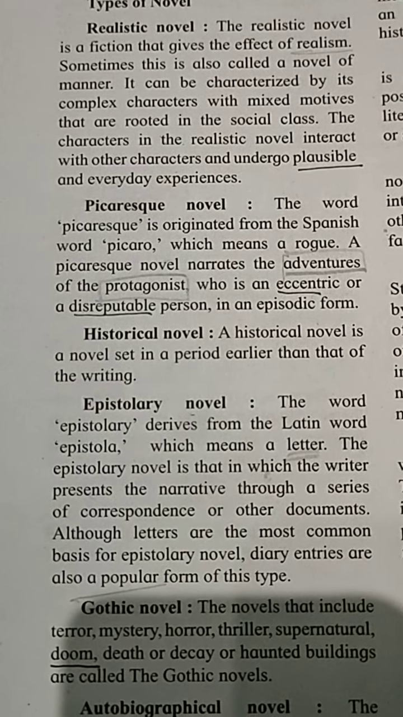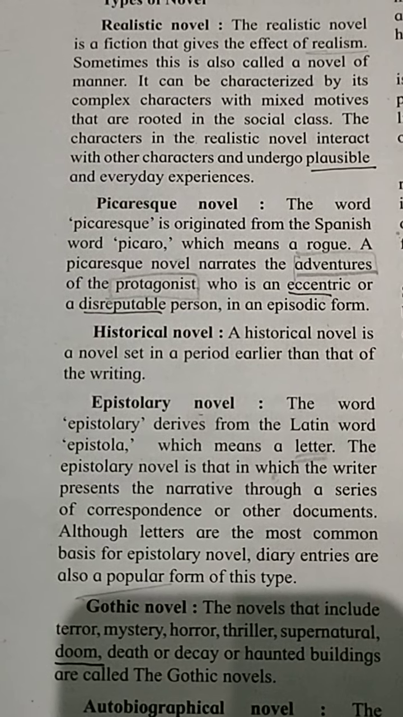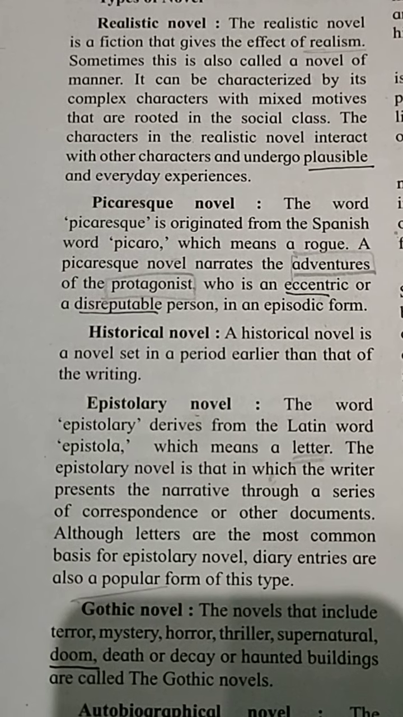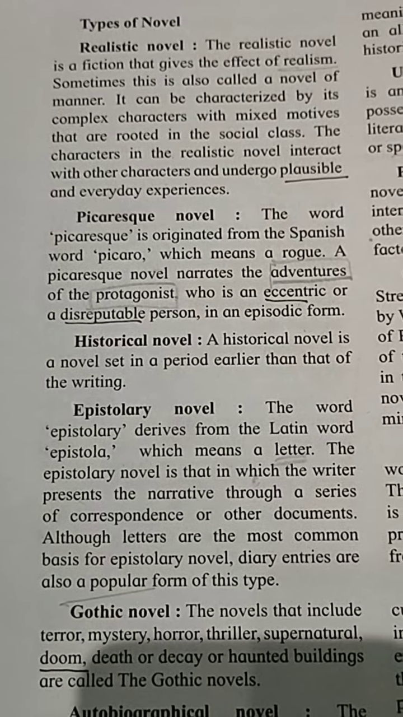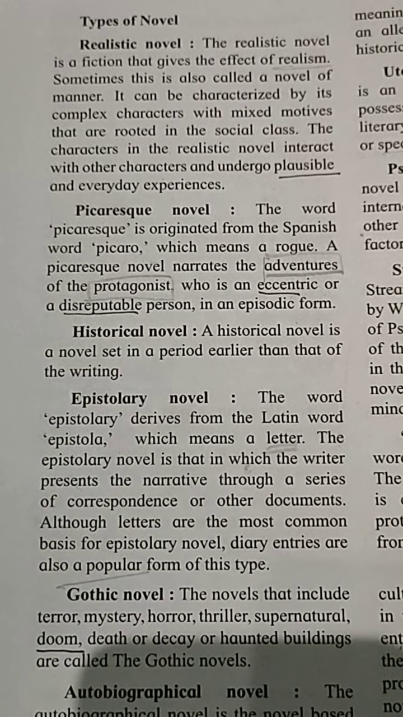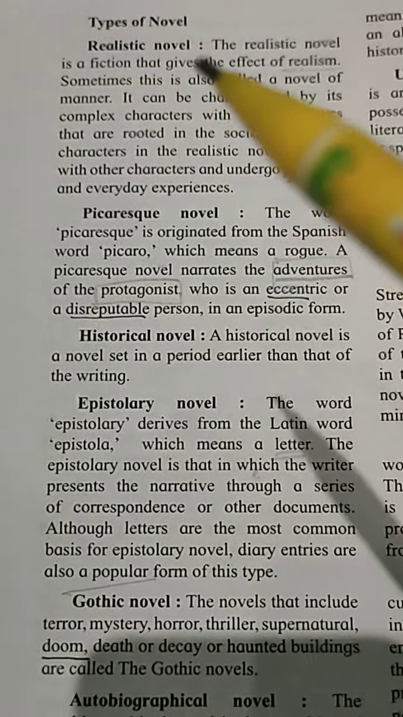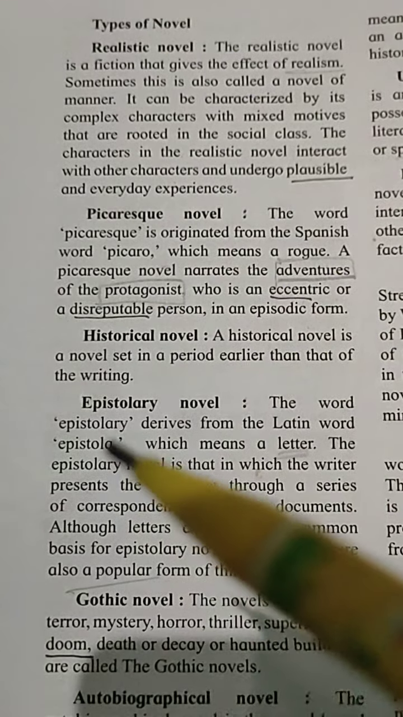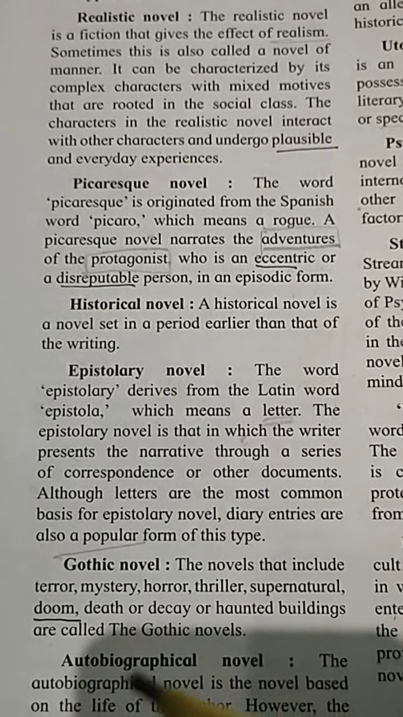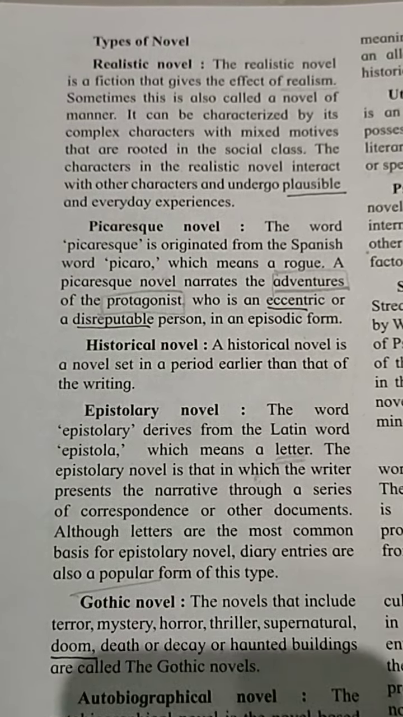Now let us start with one of the lessons. The name of the lesson is History of Novel. In the last video you saw the elements of the novel and information about some writers and their novels. In this video you will see the types of novel: realistic, picaresque, historical, epistolary, Gothic, autobiographical, and there are many more types of novels.